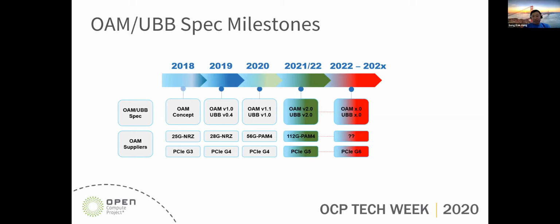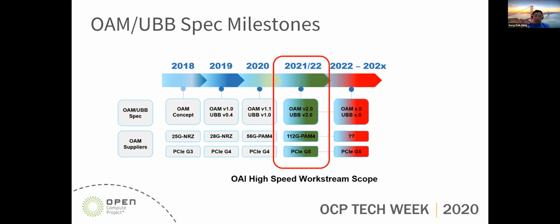And what happens next? Next year, a lot of suppliers are going to go with 112 gig PAM4, and also PCIe Gen 5, and this is going to be a challenge for the workstream, to look into the problems that we're going to see in OAM 2.0 and also UBB 2.0. So the scope of the OAI high-speed workstream is to do the research and an assessment on what is the right thing to do on the PCB and the cabling to support 112 gig PAM4.